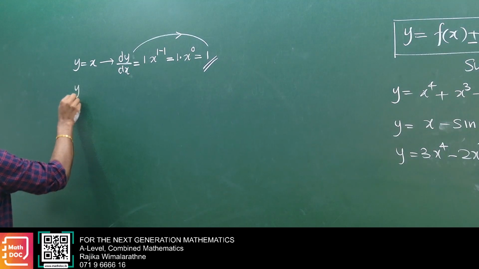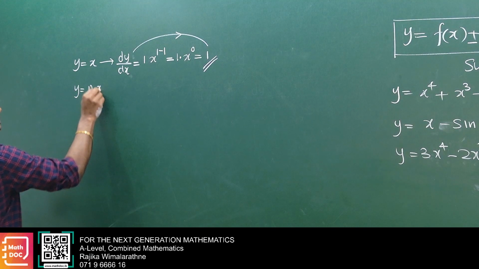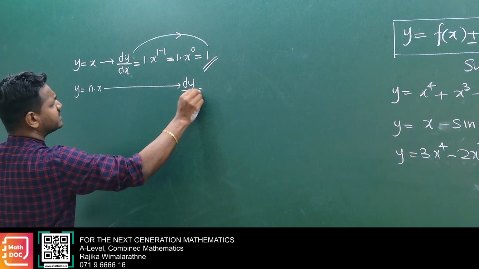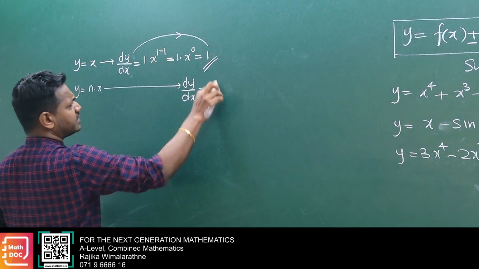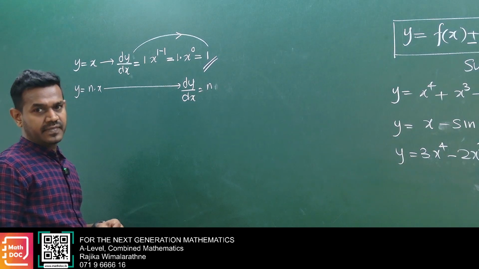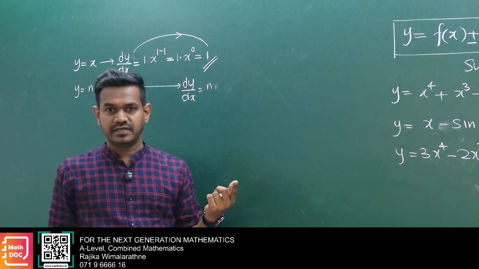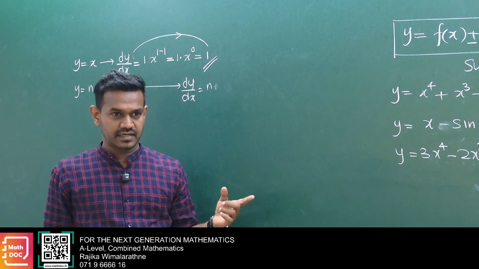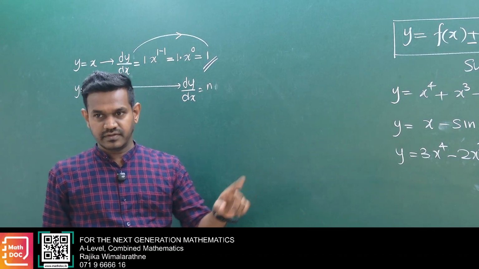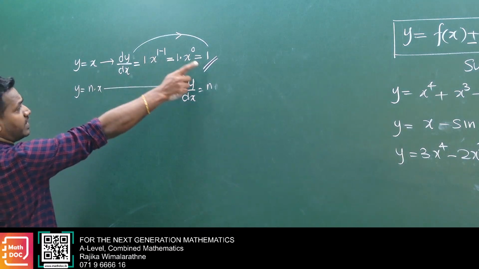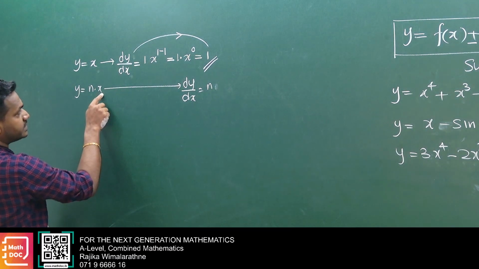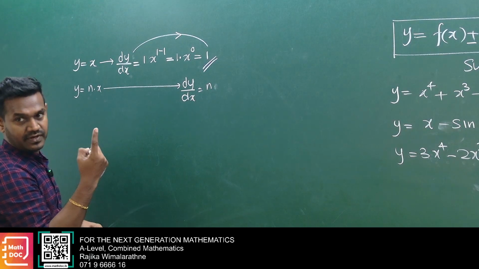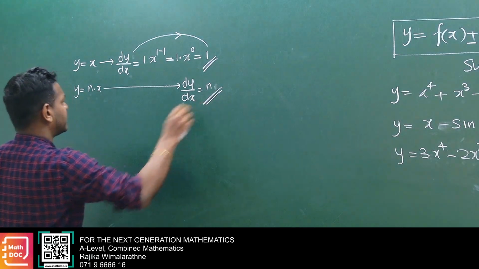Then y equal n times x. Now you directly remember dy by dx: n times the derivative of x, which is 1, then we get n. The derivative of x is 1, so n times the derivative of x is just n, n times 1. For a constant times a function, the derivative is the constant times the derivative. The derivative of x is 1. Okay, better remember directly.